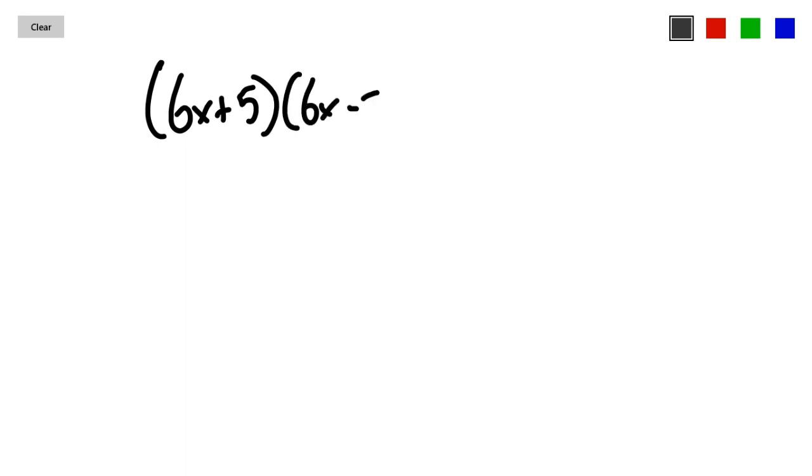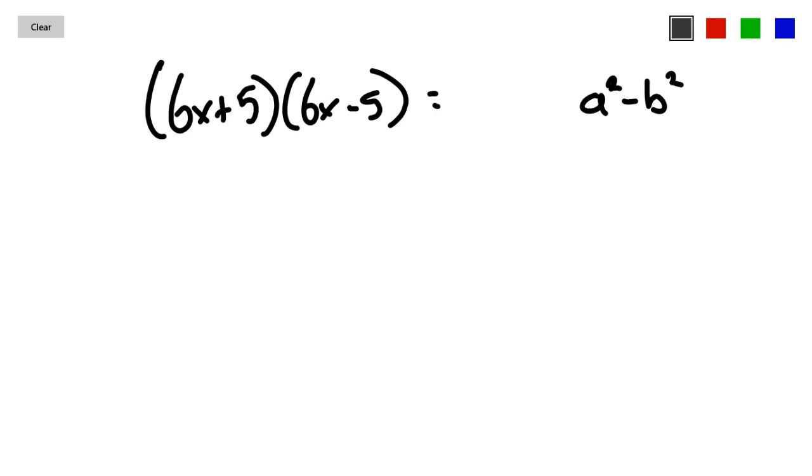So let's say that I had 6x plus 5 times 6x minus 5. So notice that these two binomials have the same numbers in them. However, the signs change. So that means that they're conjugates. And whenever you multiply conjugates together, you're going to end up with something in this form, which is also called a difference of two squares.